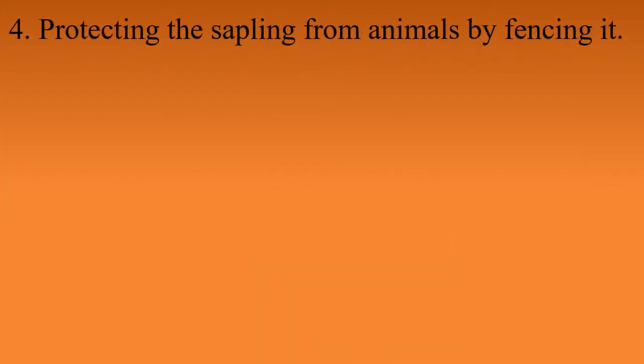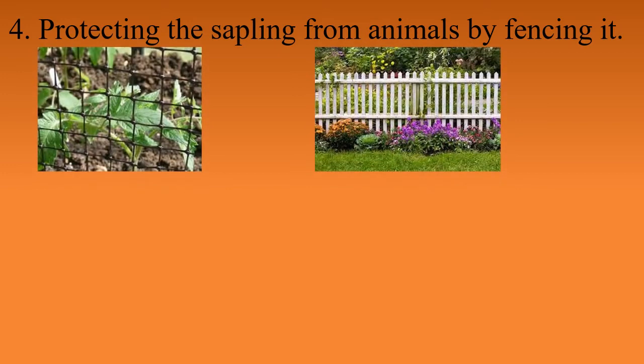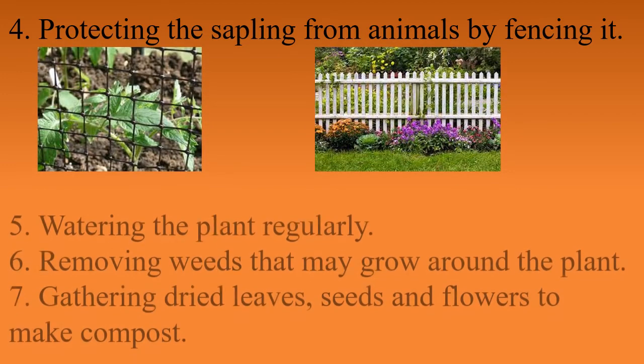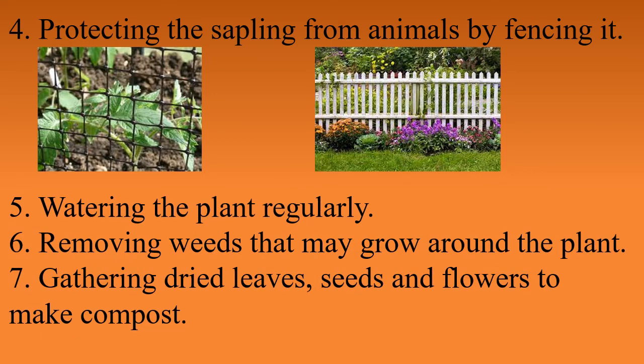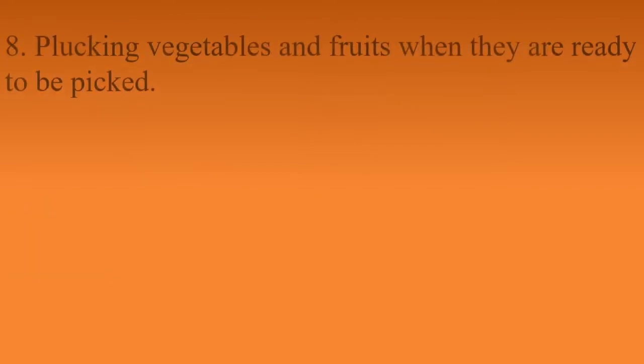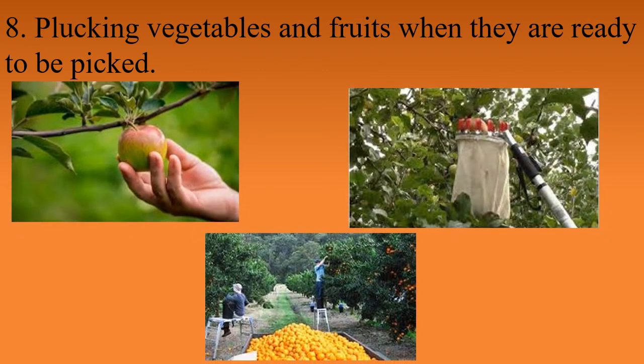Protecting the sapling from animals by fencing it. Watering the plant regularly. Removing weeds that may grow around the plant. Gathering dried leaves, seeds and flowers to make compost. Plucking vegetables and fruits when they are ready to be picked. You can see 3 different ways of plucking fruits in this.